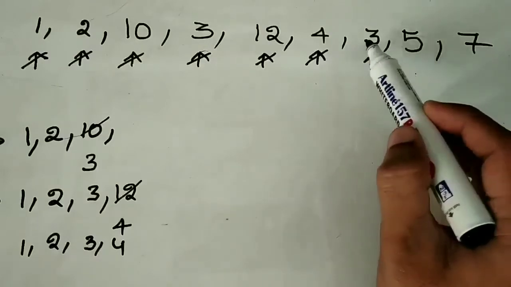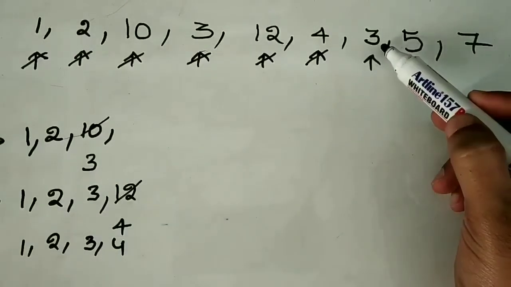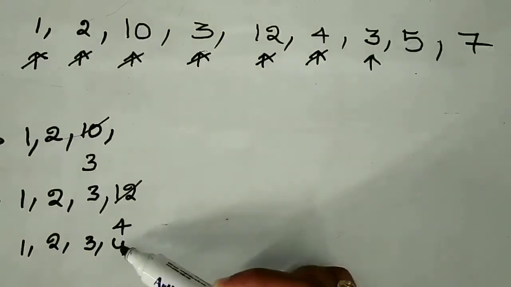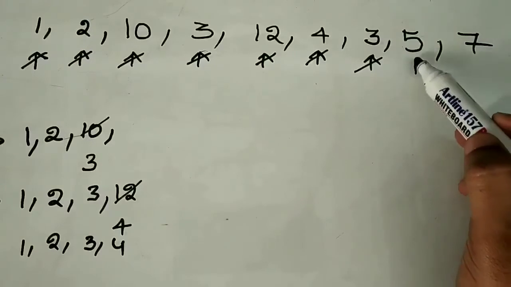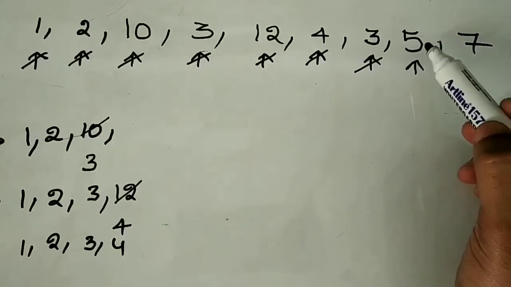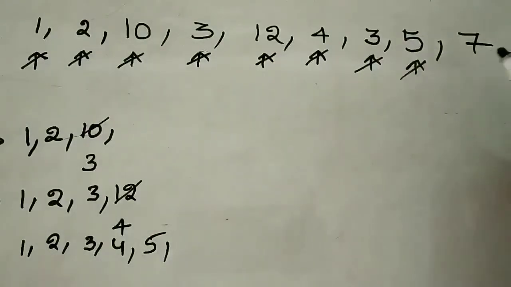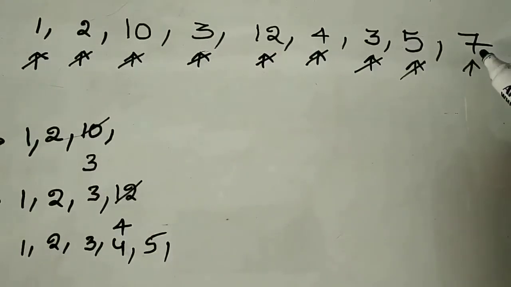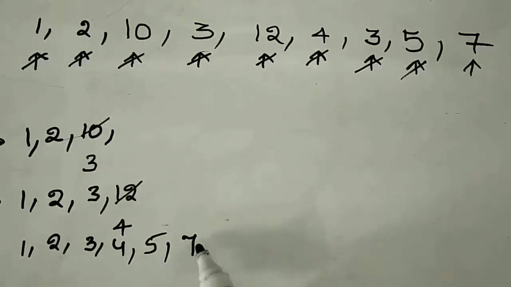Whenever we see a duplicate element, we don't add it to this array. Here 3 is already there in this array, so I just simply ignore it, and then I will proceed further to the next element. Here 5 is greater than the last element of this array, that is 4, so I will simply add 5 here, and I will move to the next element, that is 7. 7 is greater than 5. So I will simply add 7 here.